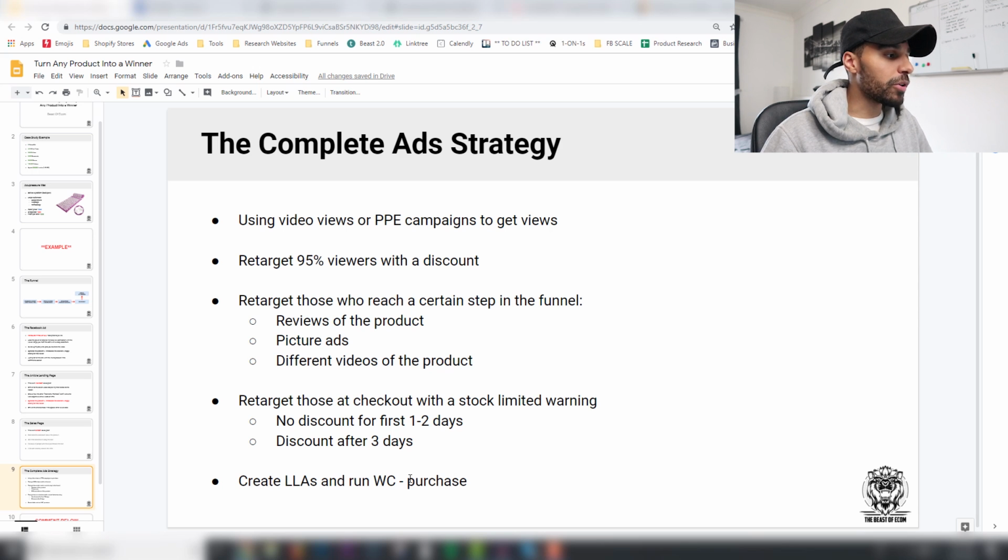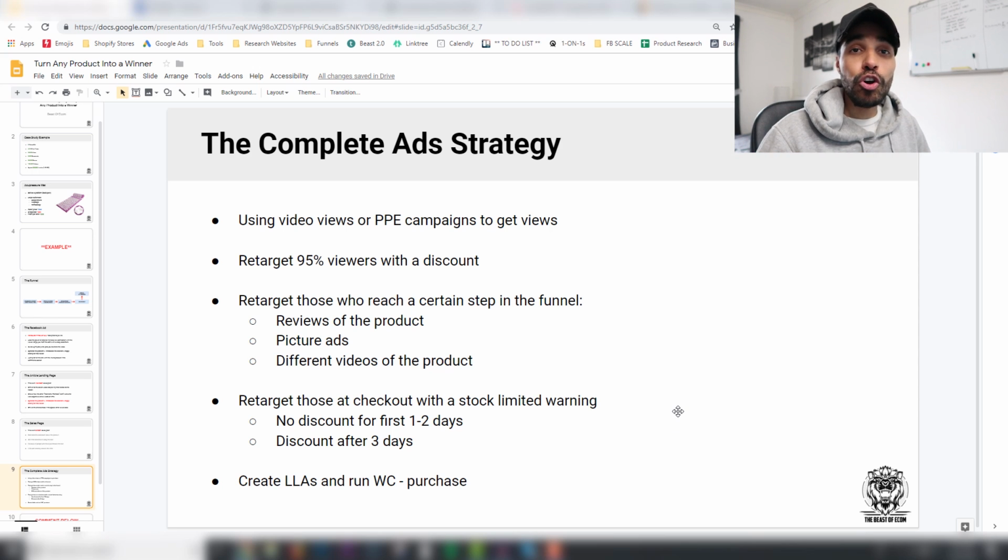And then of course, finally, what we can do is create lookalike audiences from everyone who viewed 95%, everyone who landed on a certain step of the page, and then just run the actual product, website conversion product advert, just directly selling that way, because obviously, they're going to be a lot more warmer just starting out.